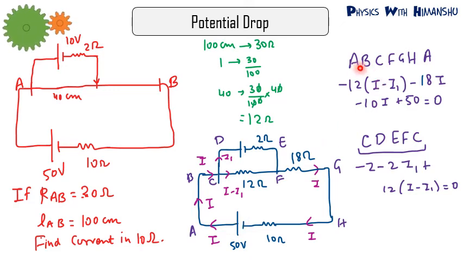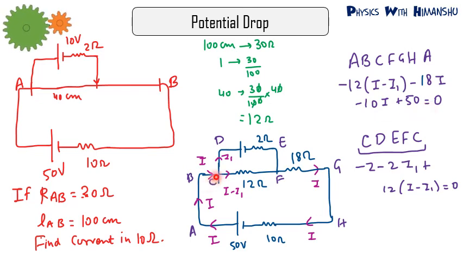One loop will be A, B, C, F, G, H, A. So in this loop, if you put equation from A to B, we have nothing. From B to C, we have nothing. From C to F, we'll put minus 12(I minus I1). From F to G, we'll put minus 18I. From G to H, we have nothing. From H to A, we will again have minus 10I plus 50 equal to 0.